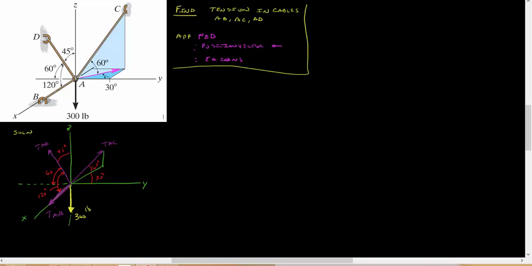Okay. So now that we have my free body diagram, let's go ahead and come up with our equations for each rope or each cable. So let's look at AB. AB is along the x-axis, so we can just say that tension of AB in the i is all we have. Let's look at AC.